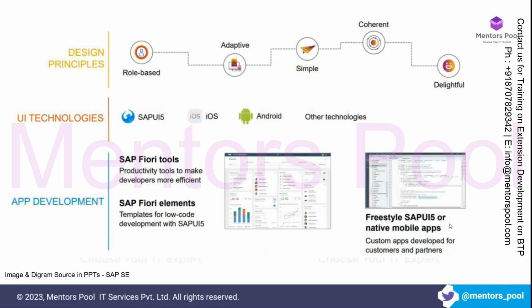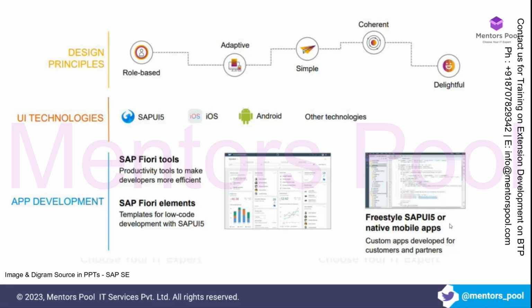Now for design principles, and these are probably design principles for any application development. If we are building on-premise or on cloud, it has to be role-based, should be adaptive, should be simple, coherent, and then the user experience should be delightful.